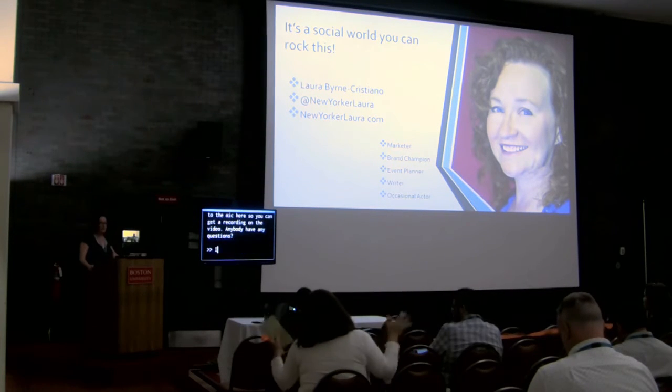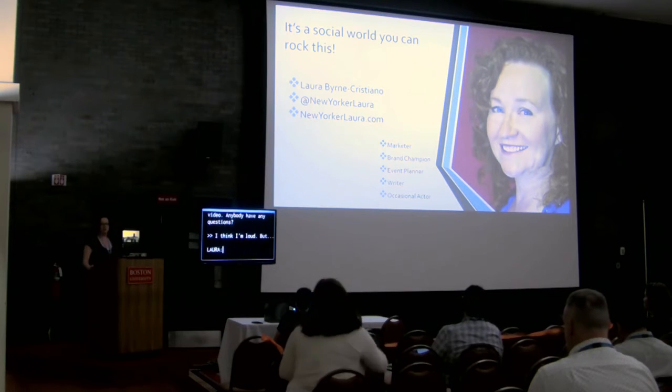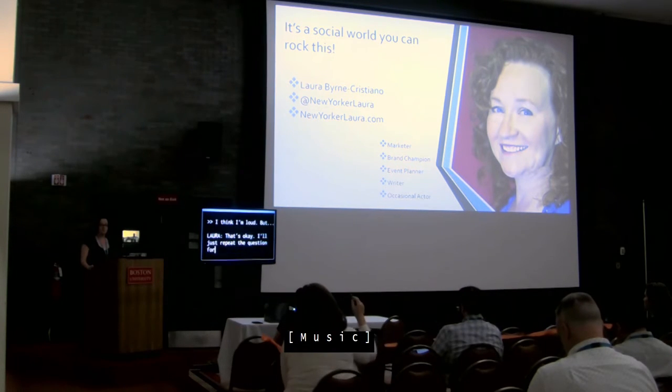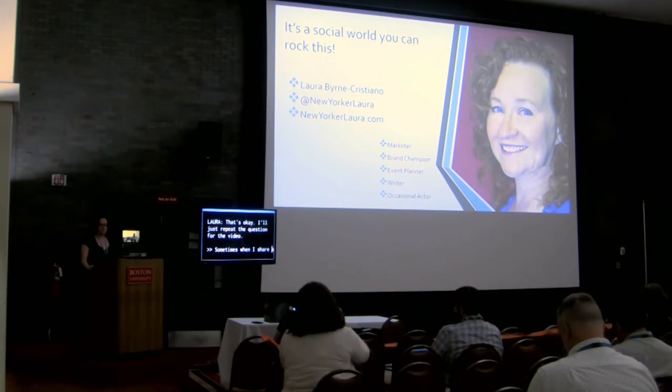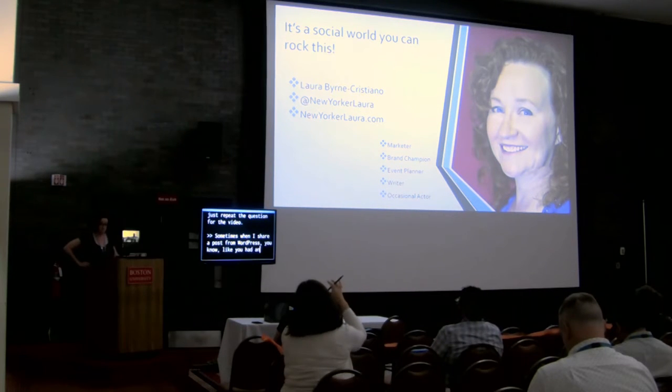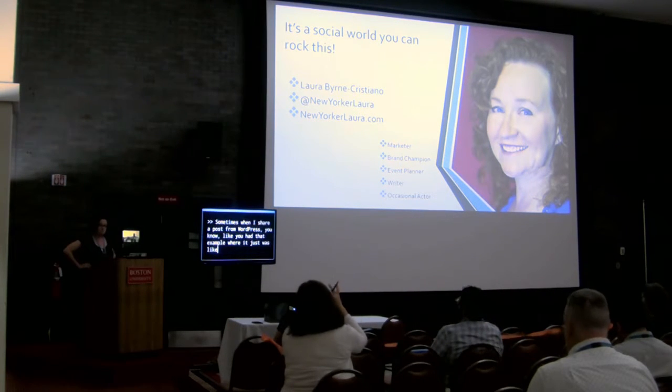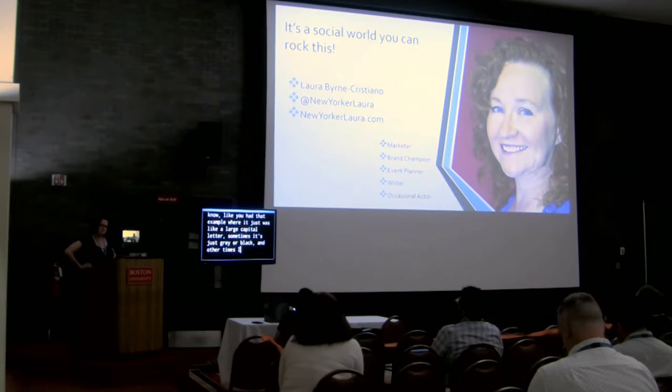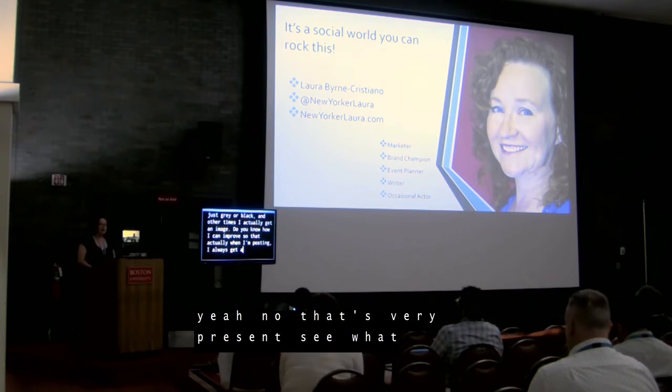I think I'm last. That's okay, I'll just repeat the question for the video. Sometimes when I share a post from WordPress, you have an example where it just looks like a large capital letter. Sometimes it's just gray or black. Other times I actually get an image. Do you know how I can improve it so that what I'm posting always gets a graphic? That's a great question.